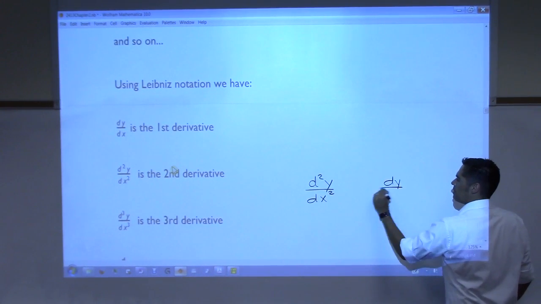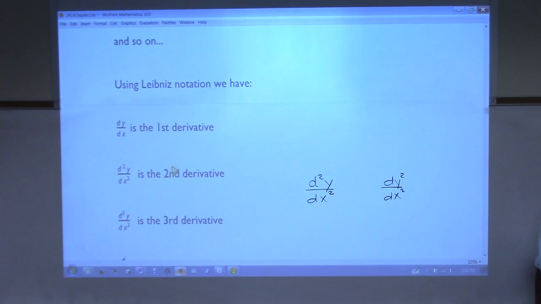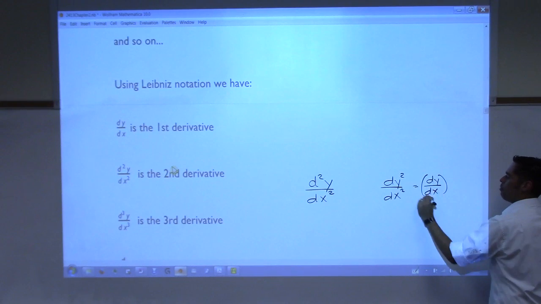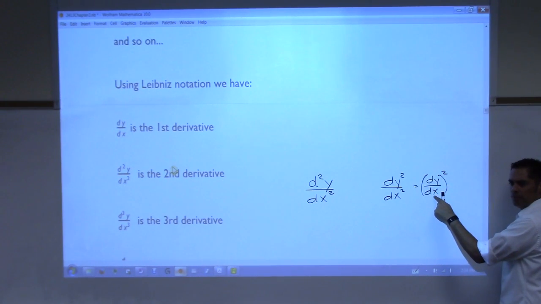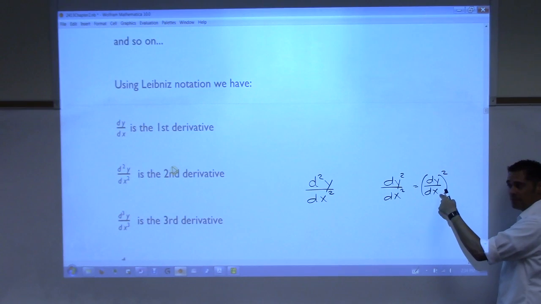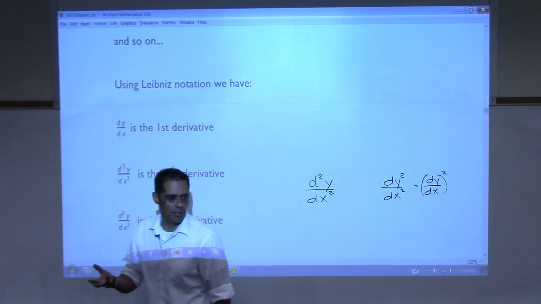Why doesn't he write it just like this? Because the y is what we're examining. Somebody might think this means square the first derivative. That's not what he wants you to do. So Leibniz says, look, so you don't confuse it with this, I'm going to offset the 2's, and that'll make you go, ah, he means second derivative.